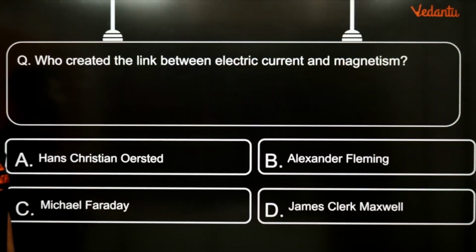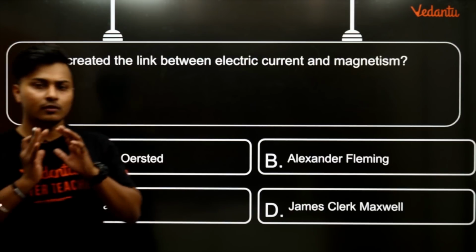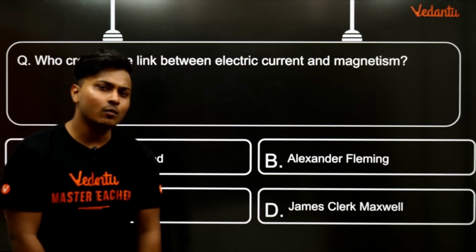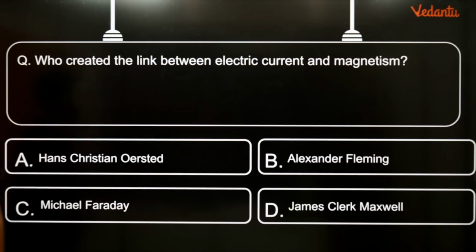Okay. Now let us move to the next question, which is very important. I would like all of you guys to keep in mind what Faraday said, and let's try to understand one more scientist. This is the question. Who created the link between electric current and magnetism? Option A, Hans Christian Ørsted. Option B, Alexander Fleming. Option C, Michael Faraday. And option D, James Clerk Maxwell.